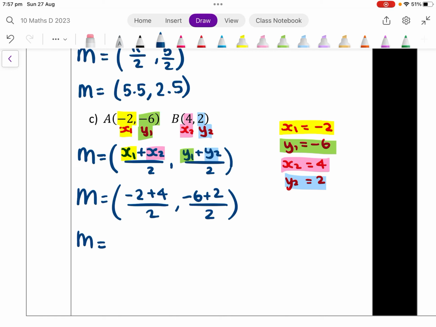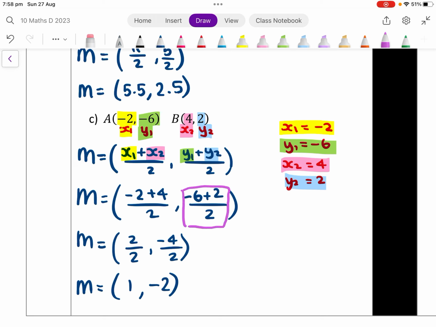Now, -2 plus 4 is in fact +2 divided by 2. And then -6 plus 2 is -4, divided by 2. So then we have 2 divided by 2 is 1, and negative 4 divided by 2 is negative 2. You can put these fractions like this into your calculator as well to get this final answer straight away.